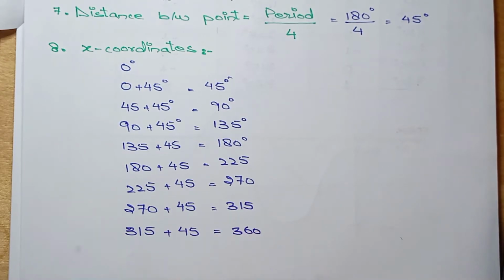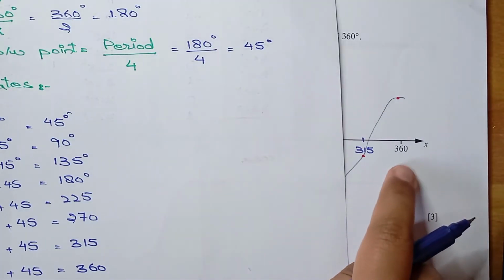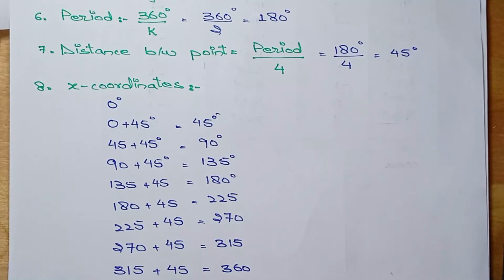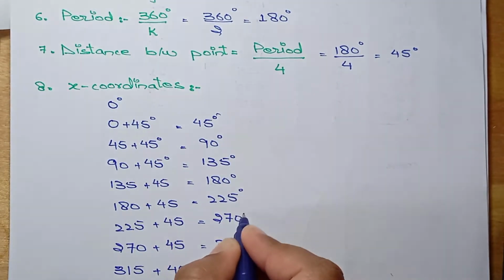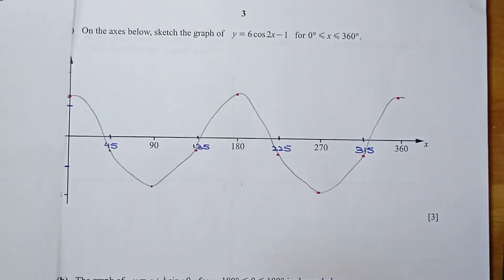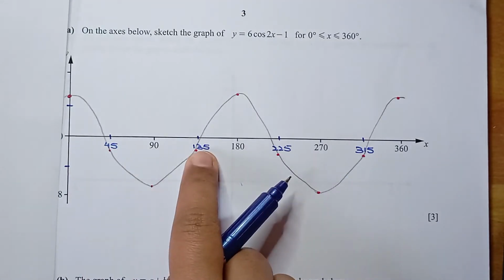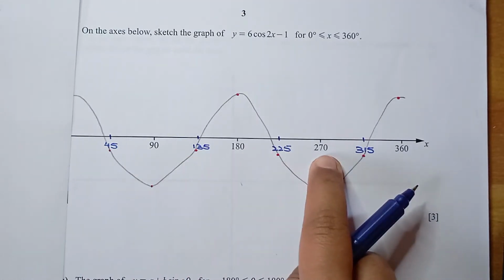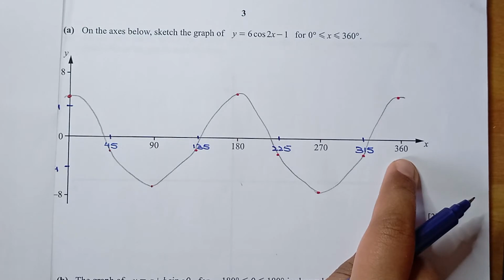So we have to stop at 360 because our domain is given till 360, right? So these are all the x values. Okay, so as you can see from the first method, we got the same x values. We have 0, 45, 90, 135, 180, 225, 270, 315 and 360, right?